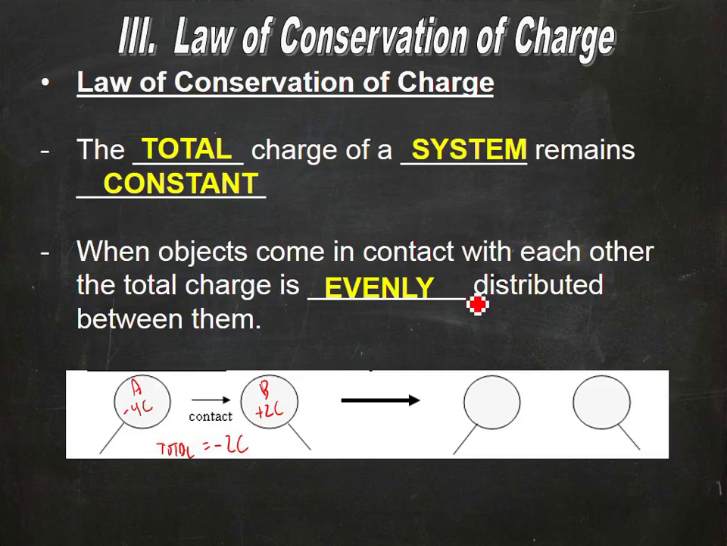However, when they come in contact, the charge is evenly distributed between them. So I'm going to take this total charge of negative 2 coulombs, divide it by the number of objects that come in contact, in this case just 2. So now, they'll each have a charge of negative 1 coulomb, keeping the total charge in the system constant. Adding these two together, I still get a total charge of negative 2 coulombs.